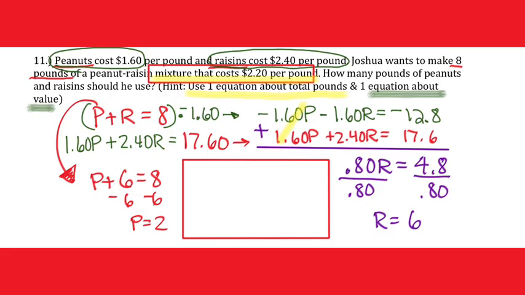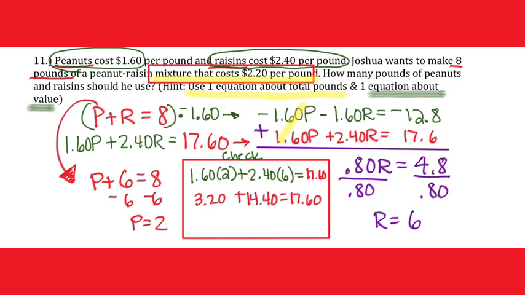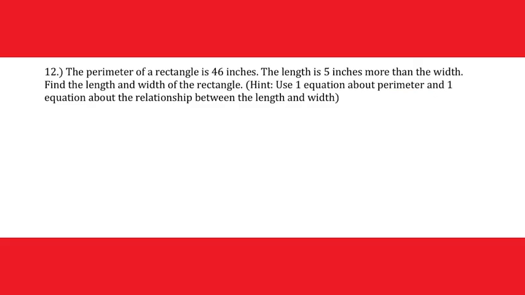Now I can check this equation, but how? I use the value equation to do this, because if I have 2 pounds at $1.60 and 6 pounds at $2.40, will that equal $17.60? Well, 2 pounds at $1.60 is $3.20, and 6 pounds at $2.40 is $14.40, and that does add up to $17.60, right? They have to make sense. Algebra has to make sense.